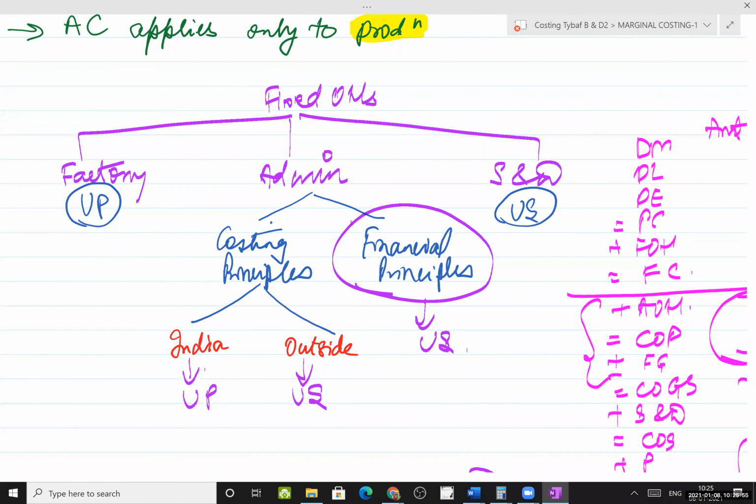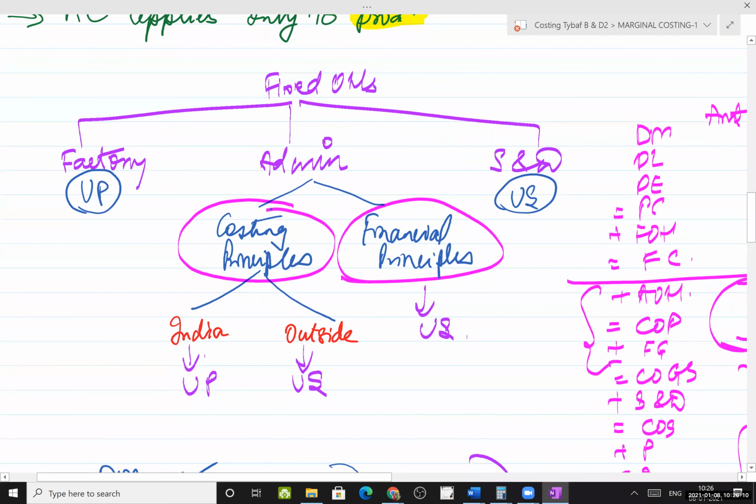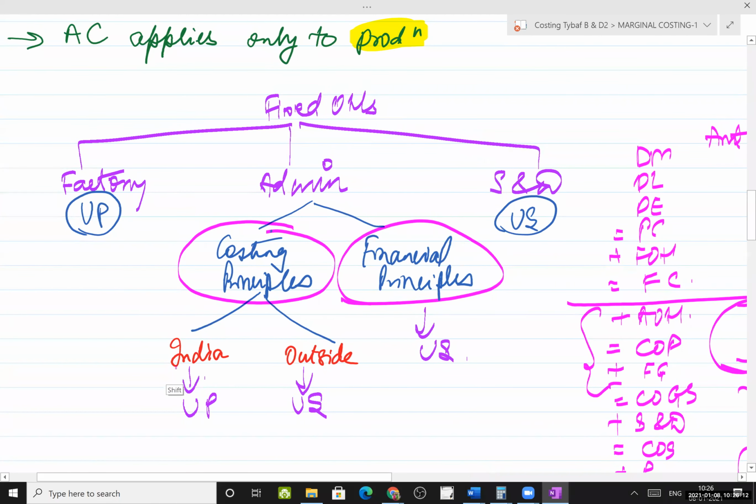I'm talking about fixed factory overheads, fixed admin overheads, fixed selling and distribution overheads. Okay, yeah. So here there apply two principles. One is the costing principles and one is the financial principles. Okay, so costing principles, maybe there are two bifurcations: principles followed in India and outside India.